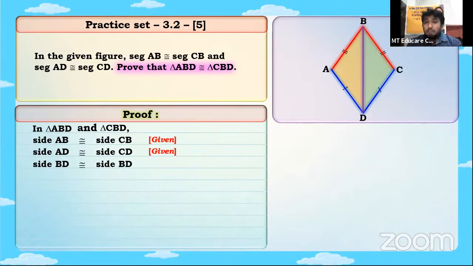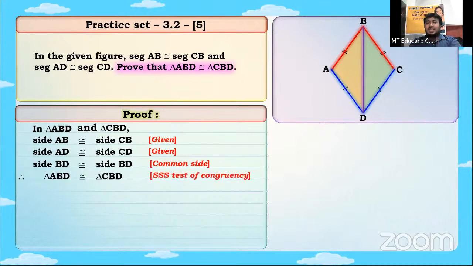That means students, BD is a common side. Both triangles are having that side. Okay. So it is called a common side. Two triangles are having the same side. That is a common side. And therefore, students, tell me, triangles will be congruent by which test of congruency? Yes, superb. They will be congruent by SSS test of congruency.